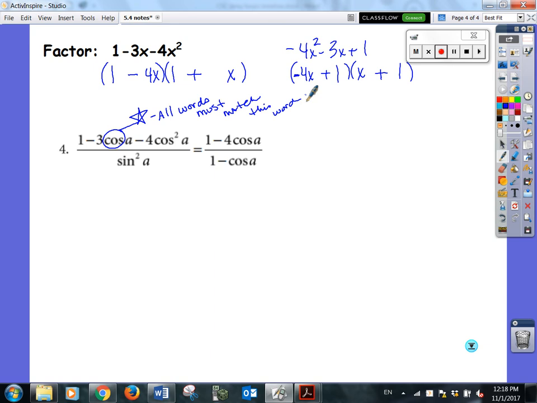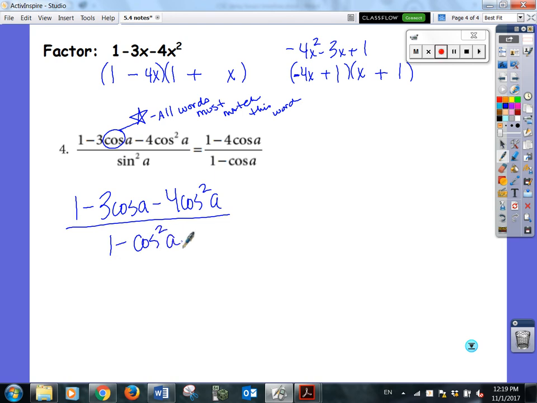Now, before I do anything, I need all three of these words to match. So the numerator is good: 1 minus 3 cosine A minus 4 cosine squared A. I need sine squared A to change its word. Now, I can't just change it to cosine squared A. That's not a thing. But I can use my Pythagorean ID to make it 1 minus cosine squared A. That is a thing that we can do. And that's a lot to write every time, so I'm going to start out with just the right-hand side. And what did I do? I used my Pythagorean ID.